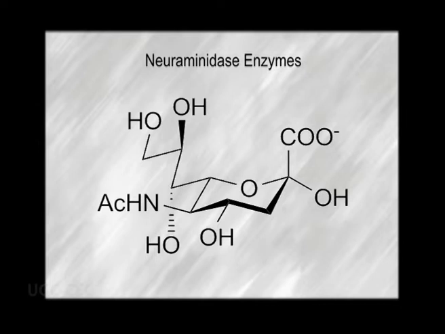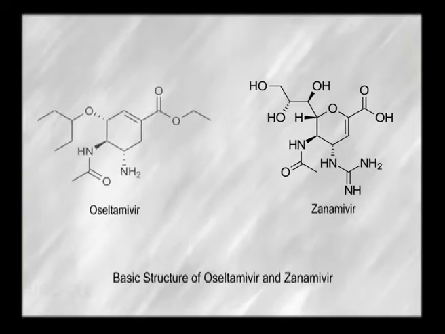Neuraminidase is an enzyme which is needed for the exit of influenza virus from the host cells. So, neuraminidase inhibitors will inhibit the action of neuraminidase, thereby they can prevent influenza A and influenza B. The drugs in this category are oseltamivir and zanamivir. Oseltamivir is popularly known as Tamiflu. It is used for the treatment of influenza A and B.